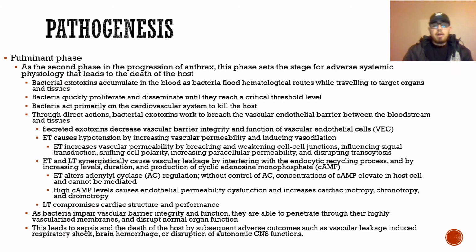Edemotoxin does this by breaching and weakening cell-to-cell junctions. And by cell-to-cell junctions, I'm talking about tight junctions and adherens junctions. Tight junctions are basically the junctions that regulate intercellular movement, and adherens junctions actually regulate extracellular adhesion. It also influences signal transduction, basically through pathways like the MAP kinase pathways for transmitting signals. It shifts cell polarity, which is basically the spatial difference in structure and function within the cell.